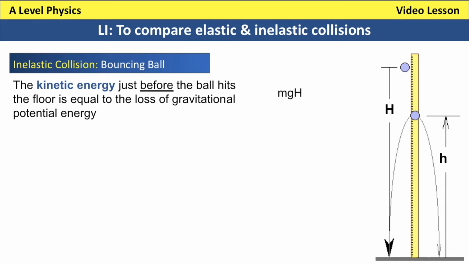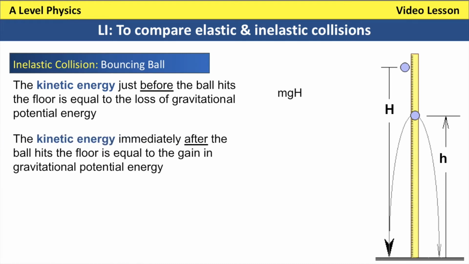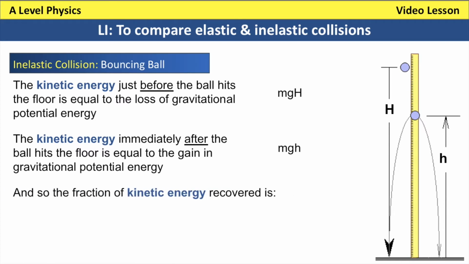Now the ball will then lose some energy when it collides with the ground because some of the energy is going to be transferred to the thermal energy store of the floor, maybe some to the thermal energy store of the ball as well, and it will then rise up to a lesser height of lowercase h. The kinetic energy immediately after the ball hits the floor is equal to the gain in gravitational potential energy of the ball, so we can say that is mg lowercase h. And so the fraction of kinetic energy that the ball retains or recovers is going to be mgh divided by mgH, which comes out as h over H.